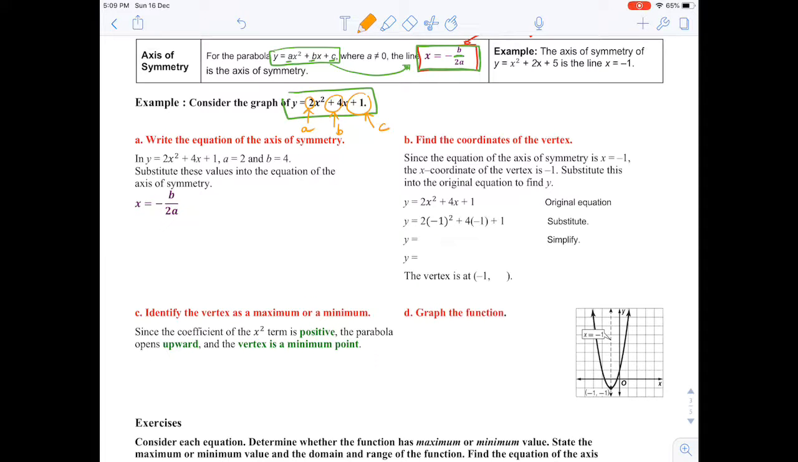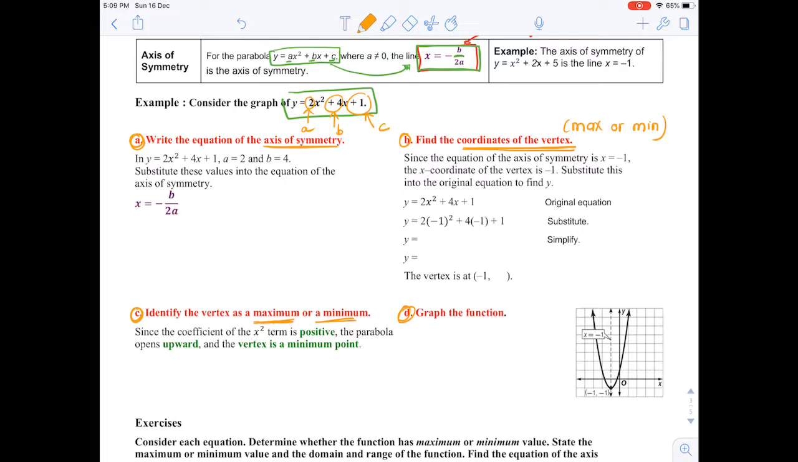So here are some examples in red of the kinds of questions you're going to be asked about a parabola. I'm going to ask you to write an equation for the axis of symmetry. I'm going to ask you to find the coordinates of the vertex. Remember, the vertex is just the maximum or the minimum point of the parabola. Question C will then ask you to identify whether that vertex you found was a maximum or a minimum. And then the last question is quite simply graph it, now that you've got all of these properties.